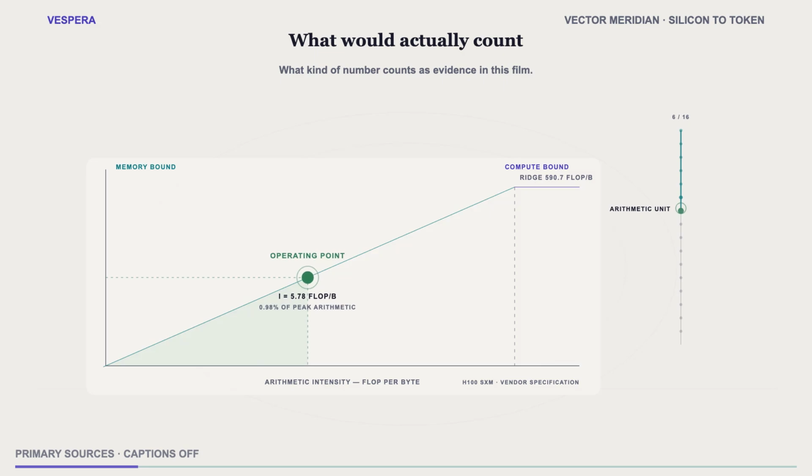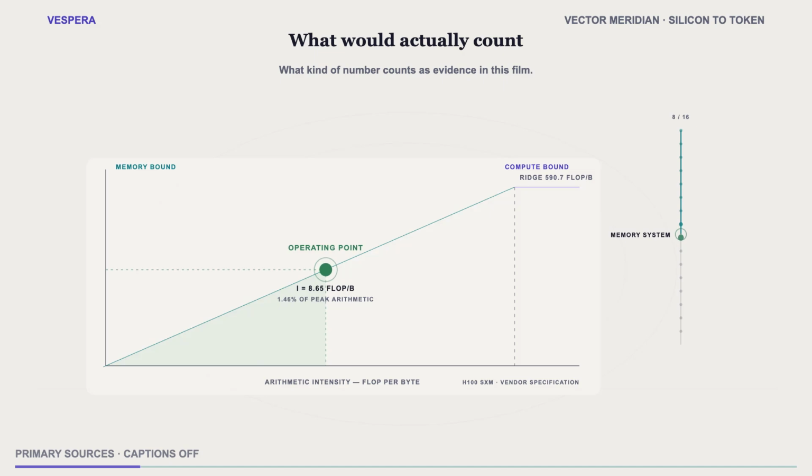The second form of claim is the vendor benchmark. Up to 4 times faster training. Up to 30 times faster inference. The words "up to" are load-bearing, and the configuration underneath them is usually chosen to flatter. I'm going to use vendor documentation extensively in this film, because for architectural facts and specifications it is the primary source, and often the only one. But I will use it for what it is good for: how many of a thing there are, how fast the interface runs, what the part is rated at. And where a vendor makes a performance claim, I will say that they claim it, rather than adopting it.